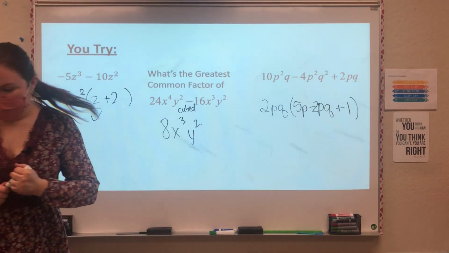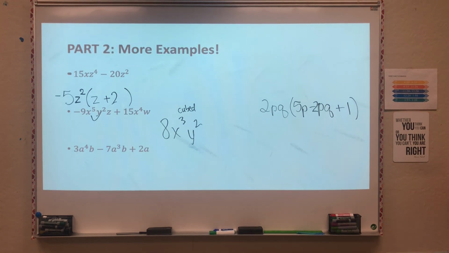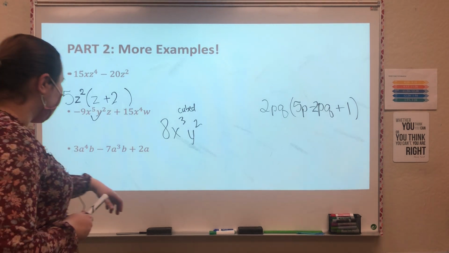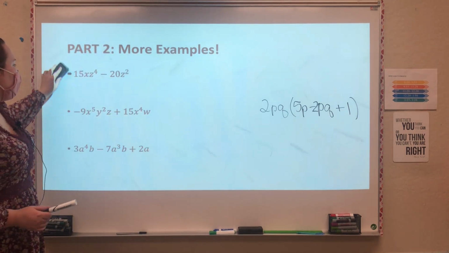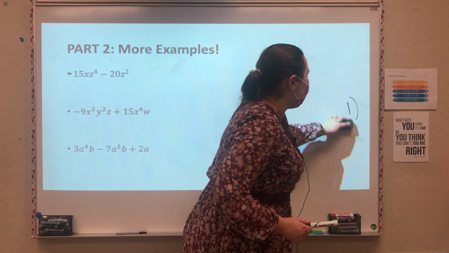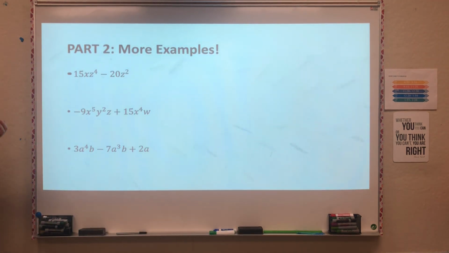All right. The last part of this is more factoring. But there's something different about these here. When we look at this first one, we've got 15xz to the fourth power minus 20z squared. The idea is the same. We're going to factor it with greatest common factor.